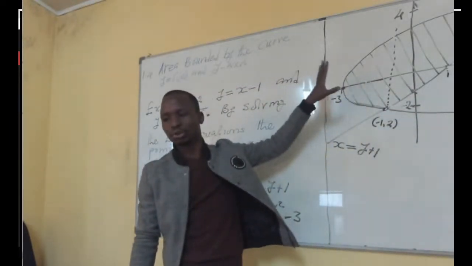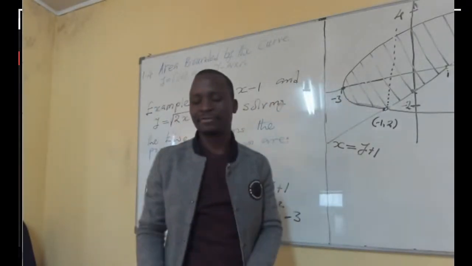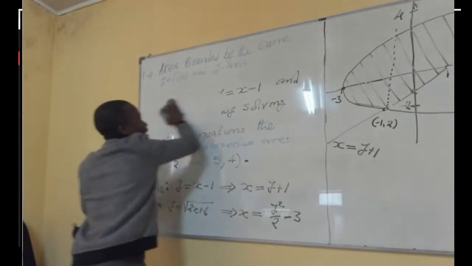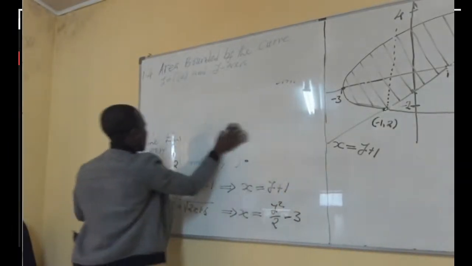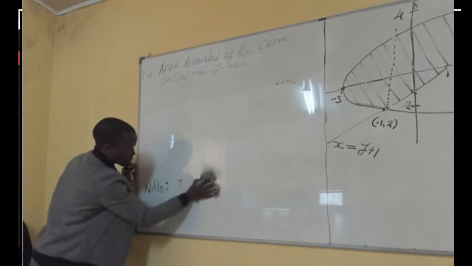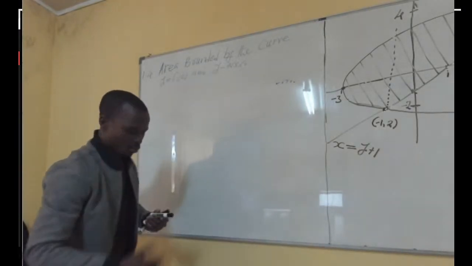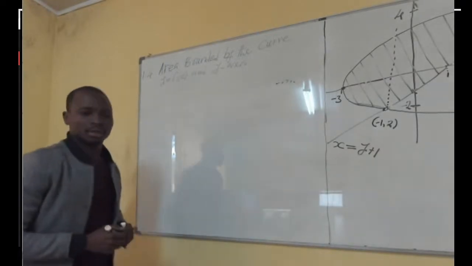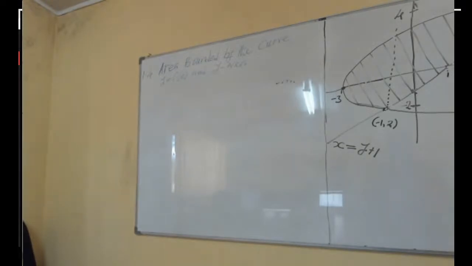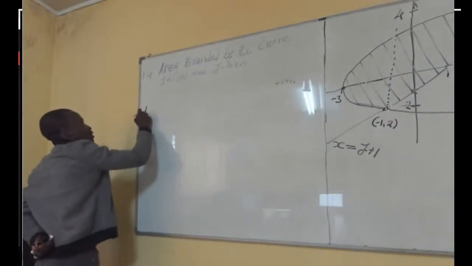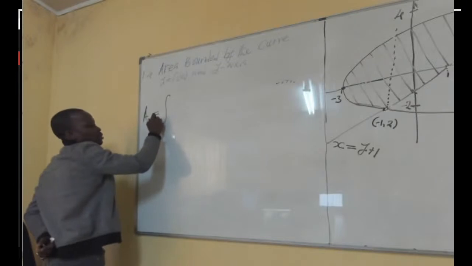Then you're going to see what you're going to get. You're going to get the same answer at the end of the day. Now, after we have sketched that, we are going to integrate with respect to y. What you're going to have is that the area will be equal to the integral.